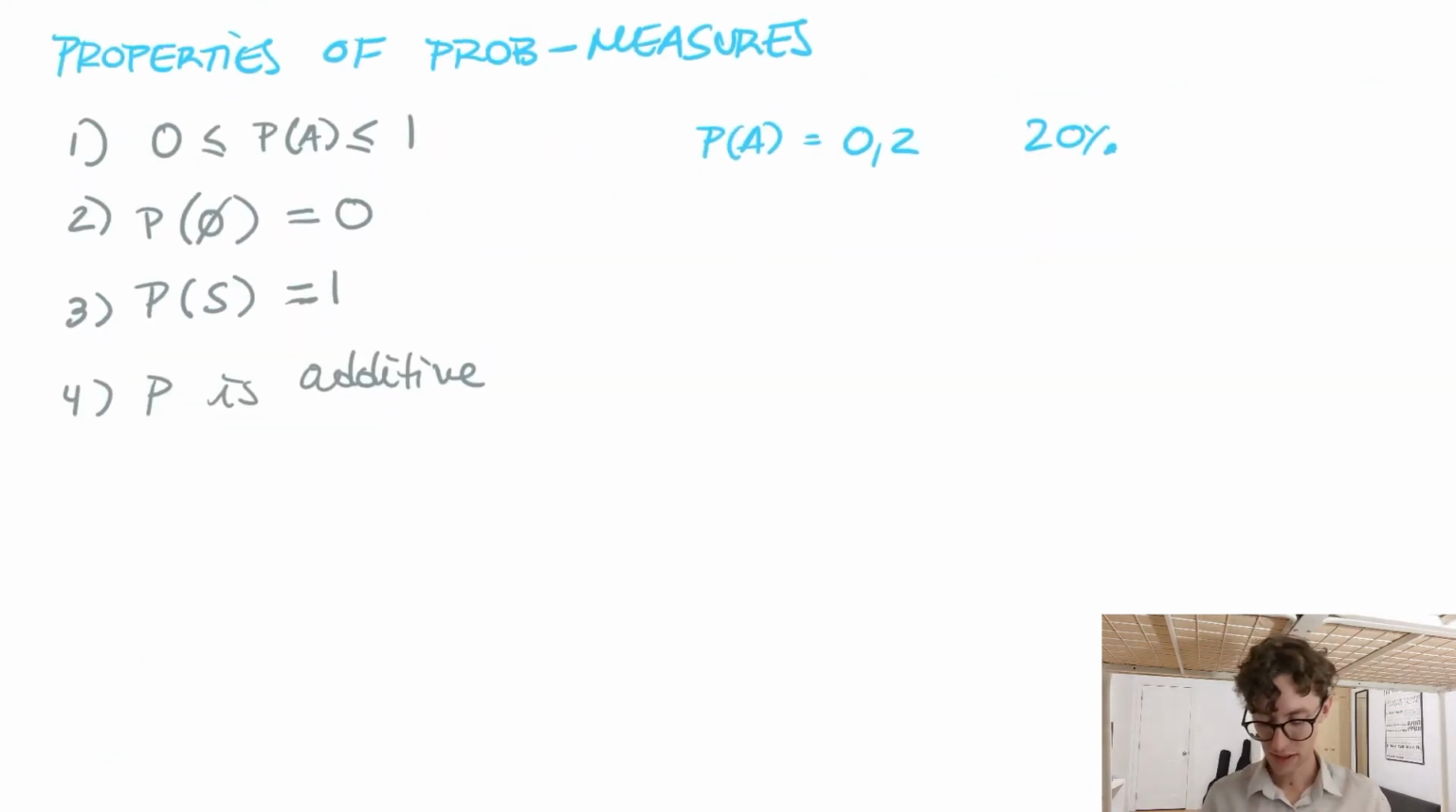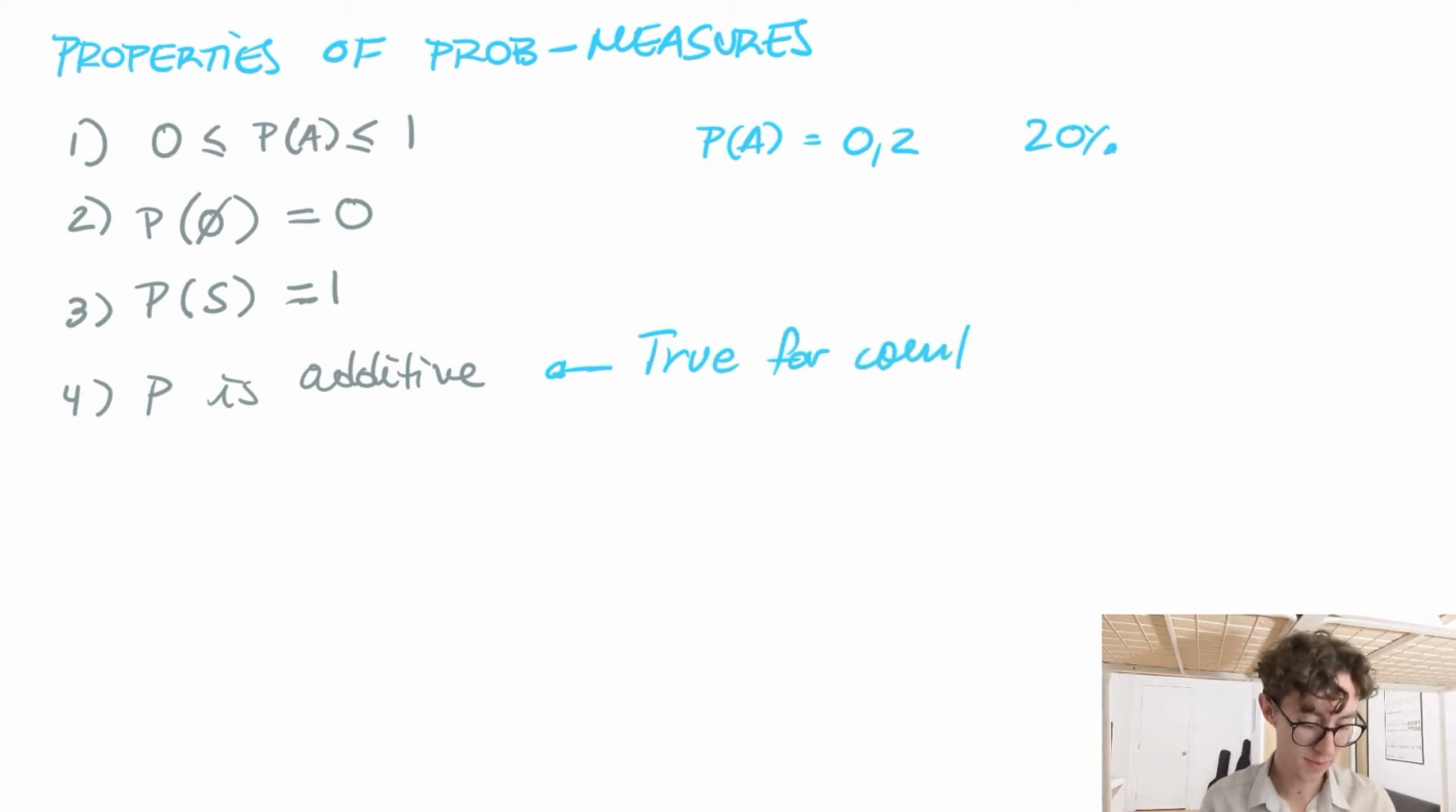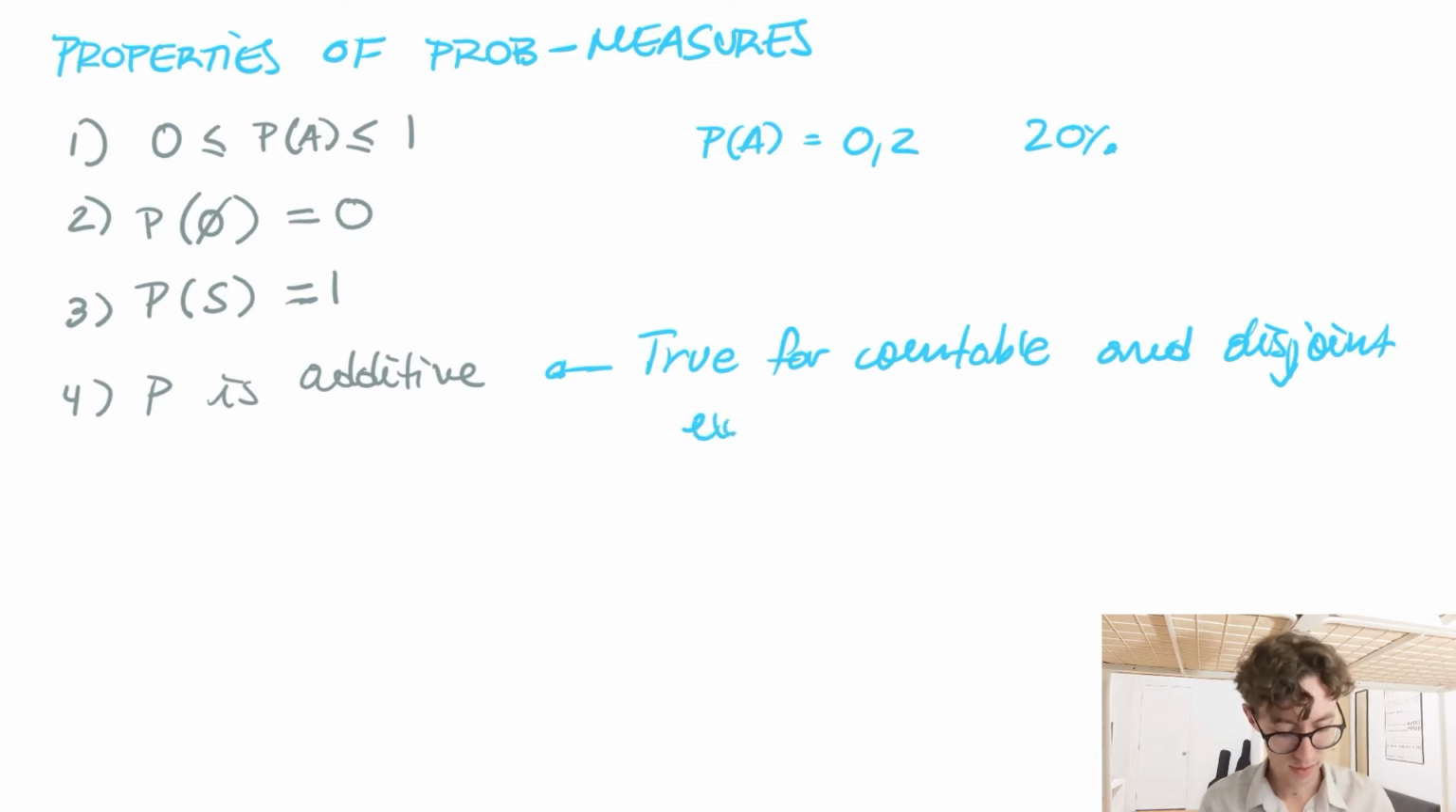Now this here is true for countable and disjoint events. When I say disjoint, I mean they are events that are independent from each other, right? So this here is true for countable and disjoint events.